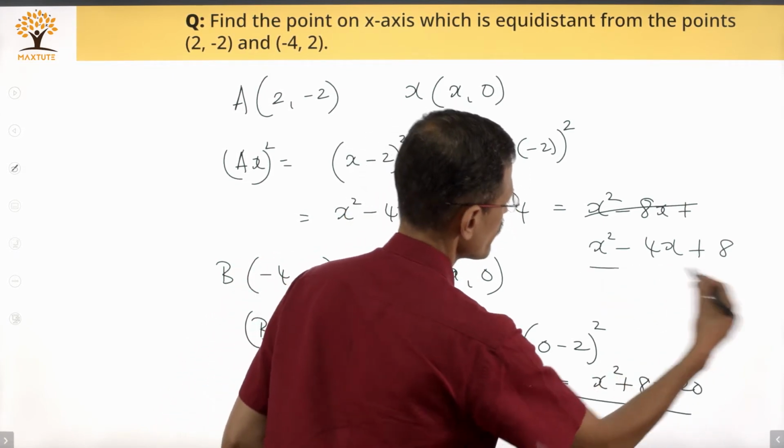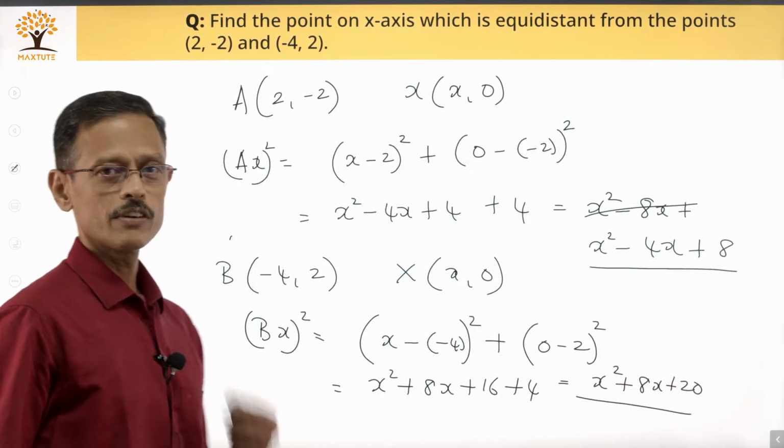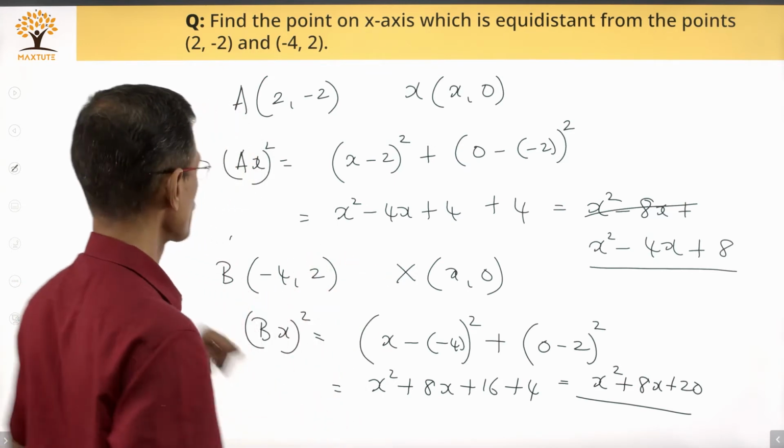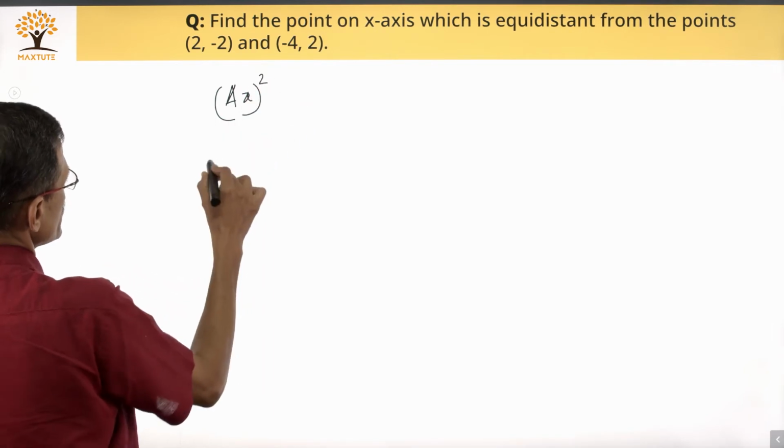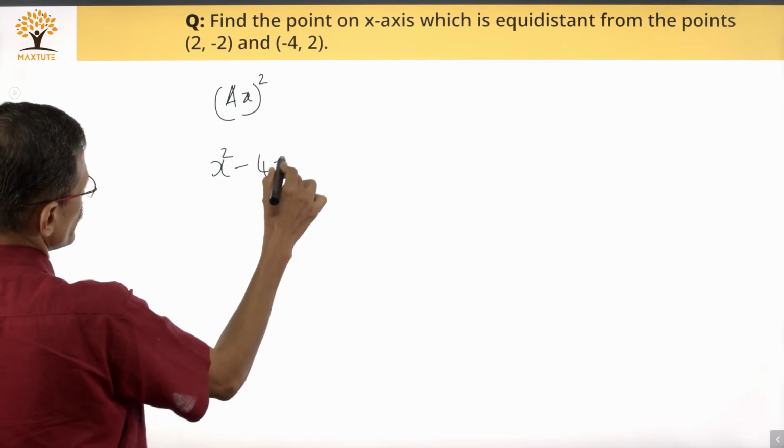So we found the value of AX square and the value of BX square. Let's equate the two in the next slide. AX square, the value is equal to x square minus 4x plus 8.